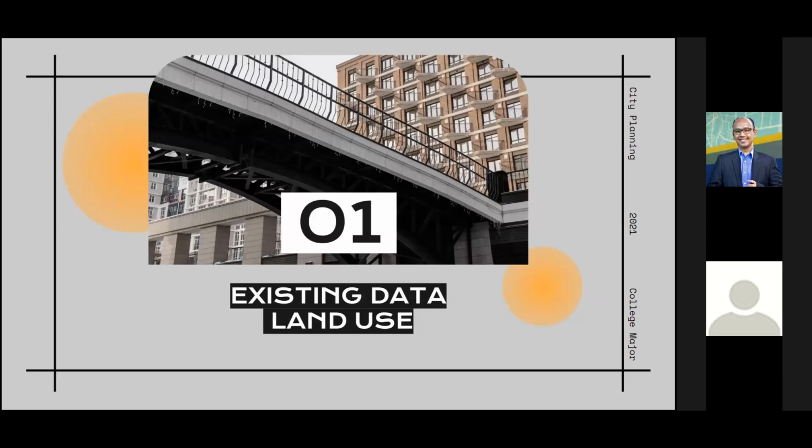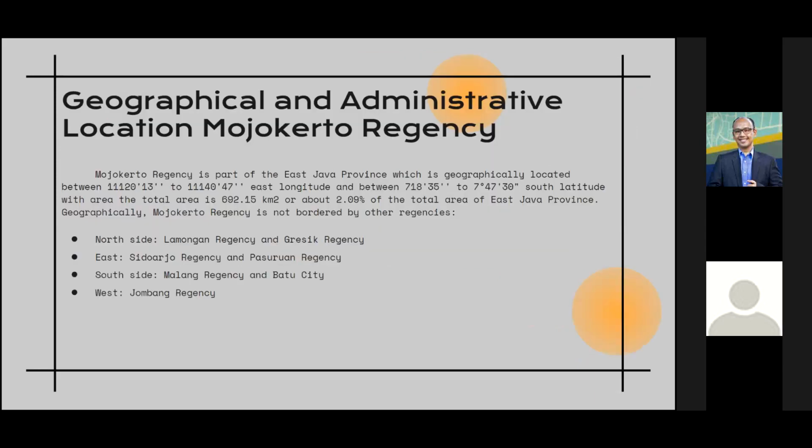For the existing land use data, the geographical and administrative location is Mojokerto Regency. I think some of my friends want to explain about this. Or should I just read all of this? I think you can continue for a while.